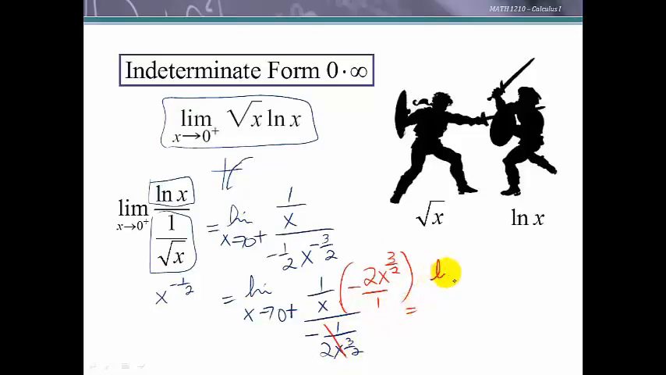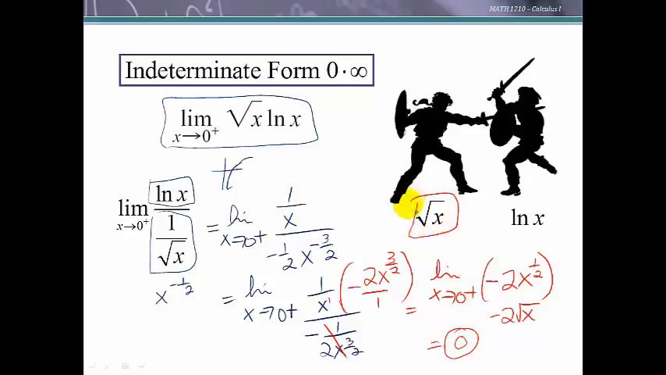So we have the limit as x approaches 0 from the positive side of negative 2, and this is like 2 over 2, so when we bring it up here and subtract, it's going to be x to the 1/2. That's equivalent to negative 2 square root of x, and we know the square root of x graph as we approach 0 from the right is 0. Looks like the square root of x won this battle.